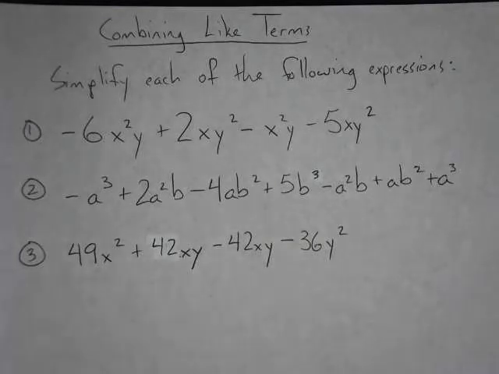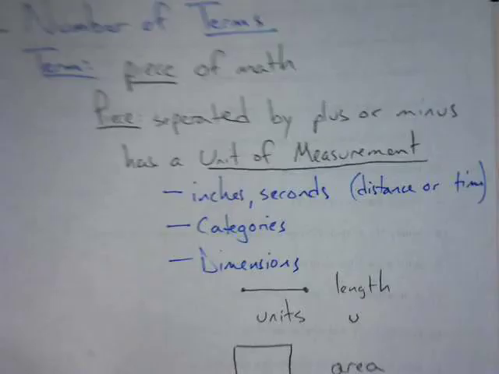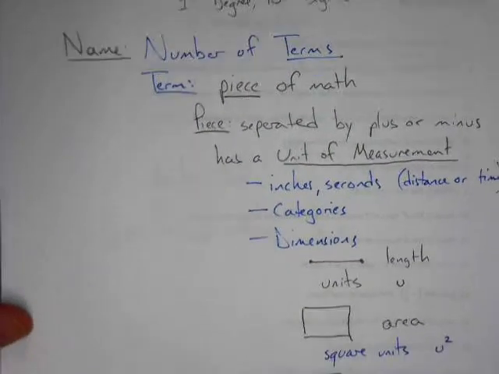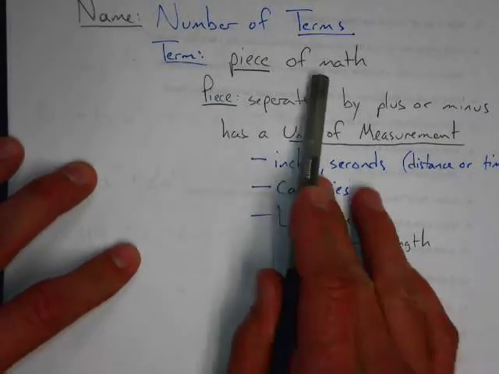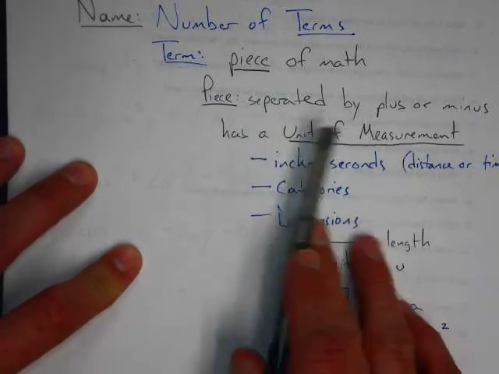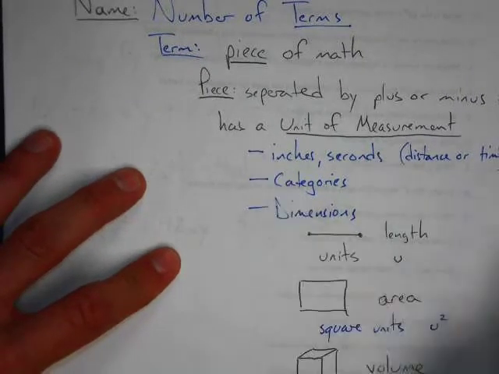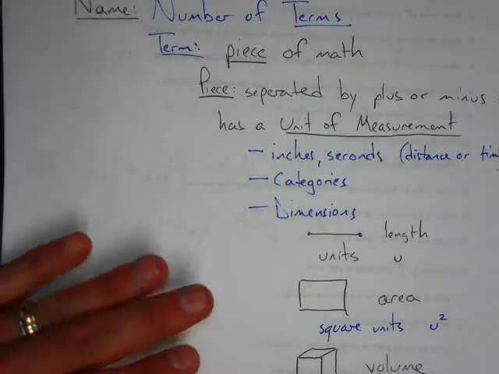They're pieces of math separated by plus or minus sign, and they have a unit of measurement. So here's that note that we had taken last time, right? So what is a term? A piece of math separated by a plus or minus sign. It has a unit of measurement. Okay, what are units of measurement? We talked about something we can measure like distance, time, or weight, or anything like that.